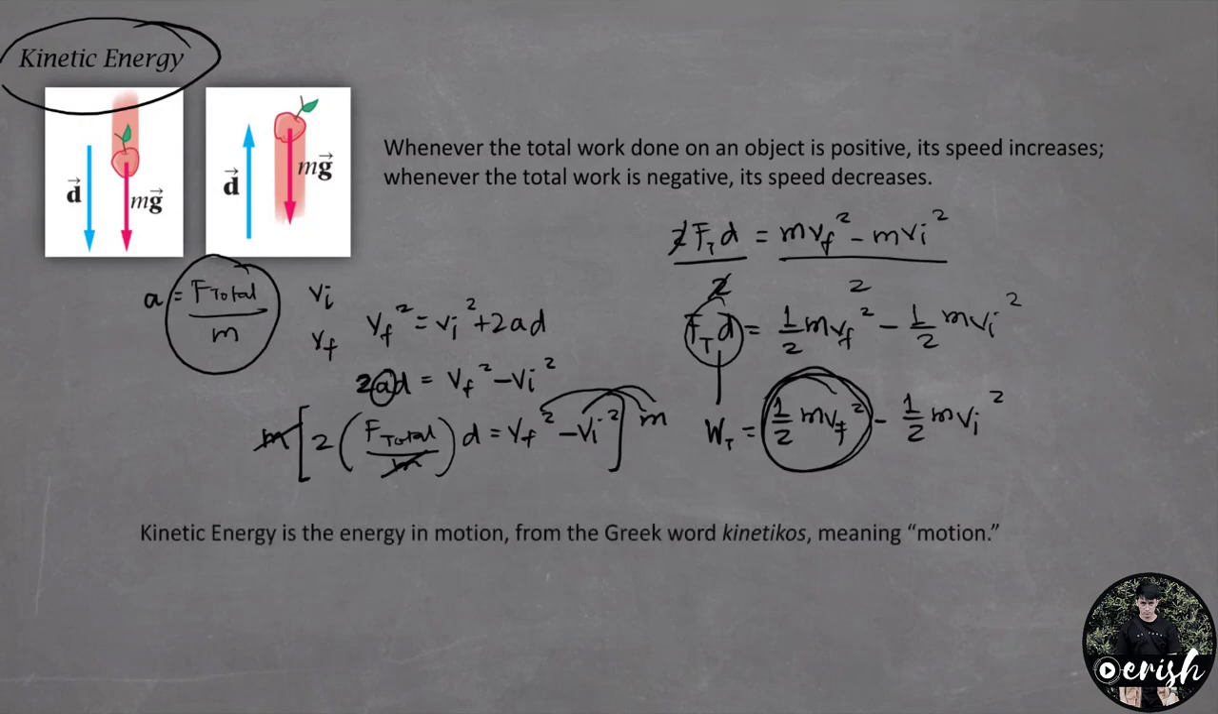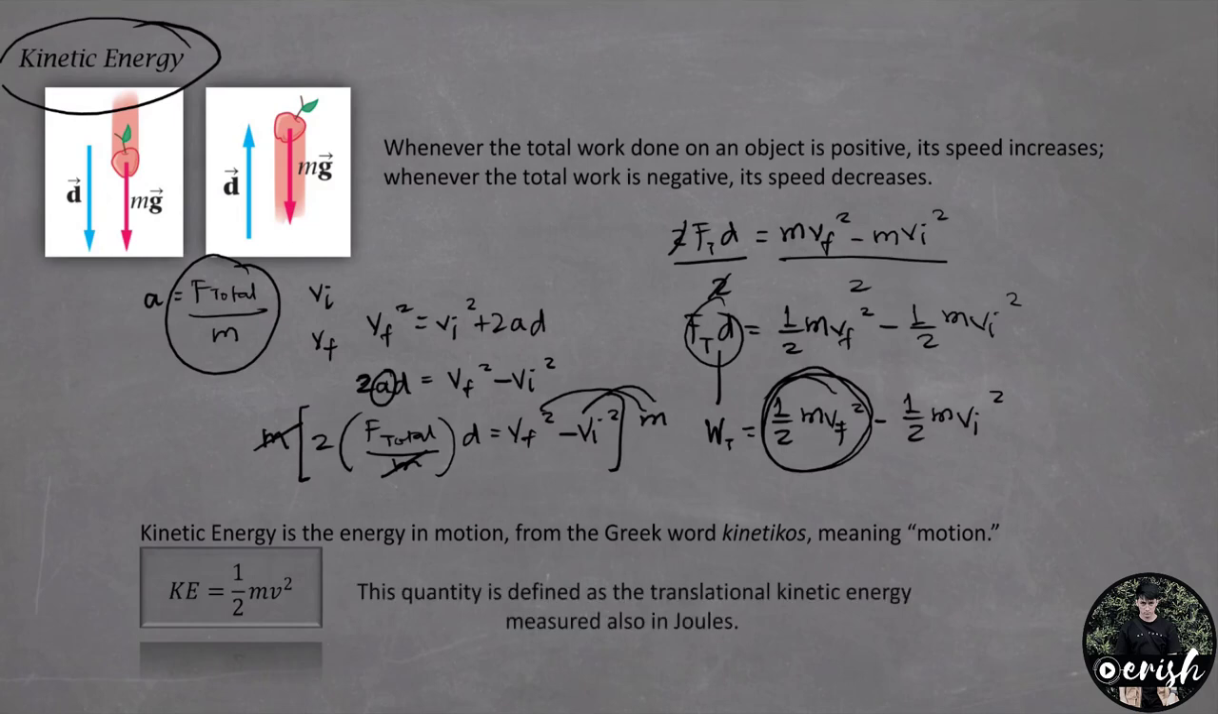Kinetic energy is the energy in motion, from the Greek word kinetikos, meaning motion. Kaya nga, dito sa equation natin, we have here the equation for kinetic energy: 1 half times mass times velocity square. This quantity is defined as the translational kinetic energy, measured also in joules. Take note that unlike work, however, kinetic energy is never negative. Instead, yung kinetic energy niyan is always greater than or equal to zero, independent of the direction of motion or the direction of any forces.